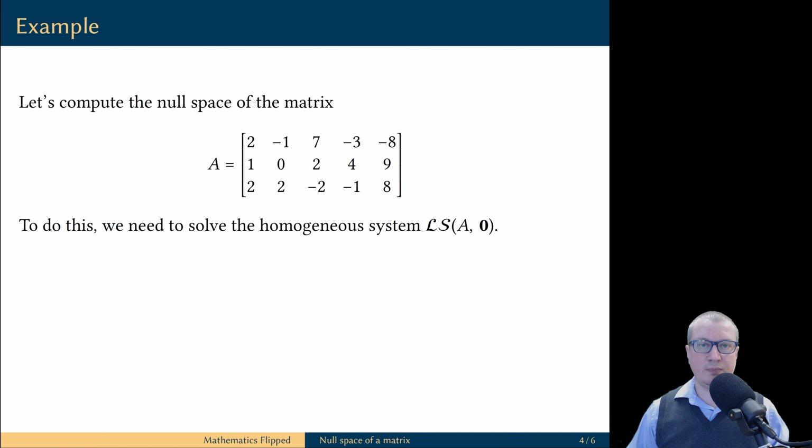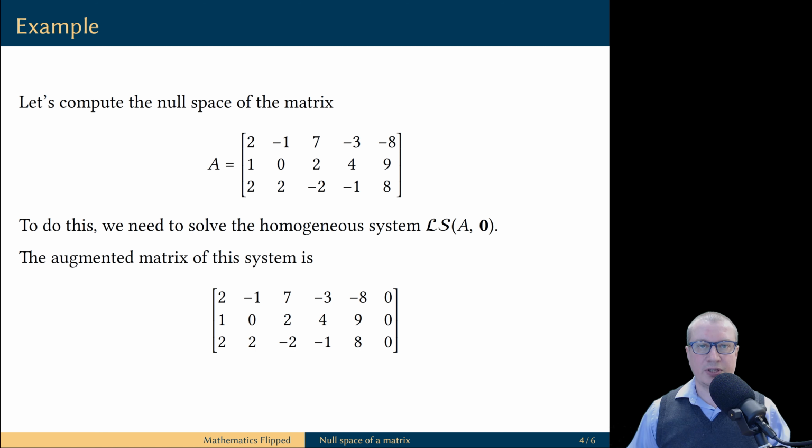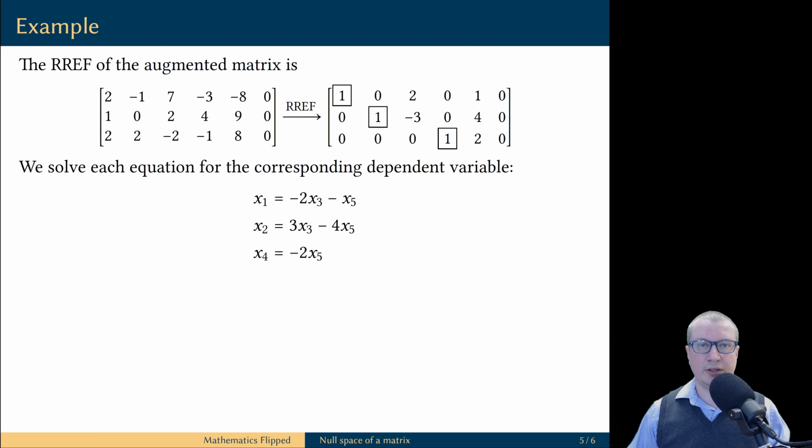To do this, we simply need to solve the homogeneous linear system with A as the coefficient matrix. We start by constructing the augmented matrix of this homogeneous linear system. Then we find the reduced row echelon form of this matrix, and let's write the equations which correspond to non-zero rows of the reduced row echelon form.